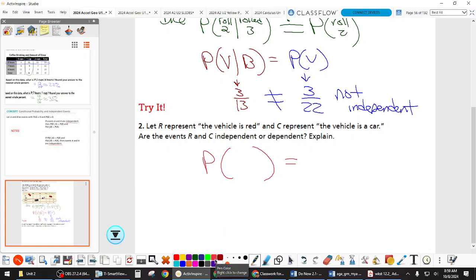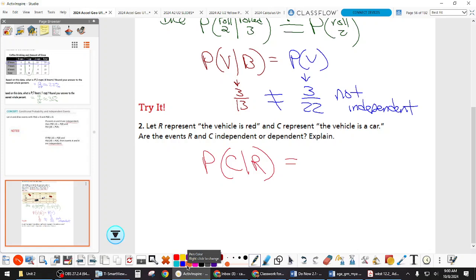What goes in here? Could we do R given C? Is that what you said? No, I was going back. I was going like R and... Oh, okay. What has to go here now?